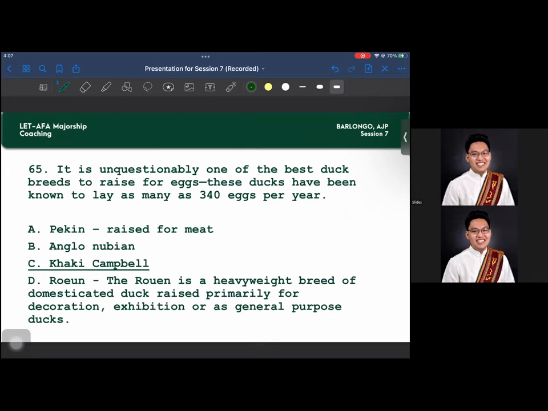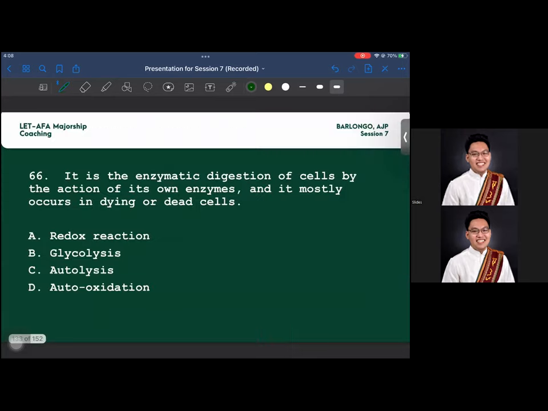So I was disconnected. Okay, sige na ako. Ayan, so yung Pekin is raised for meat. Anglo-Nubian is not a breed of ducks, but it is a breed of goat. Kaki Campbell is the one that is raised for eggs. And Rouyn is a breed that is for decoration, exhibition, or as general purpose ducks. I hope na nakuha yun kasi nawala ako. So next, sana wag naman mawala.